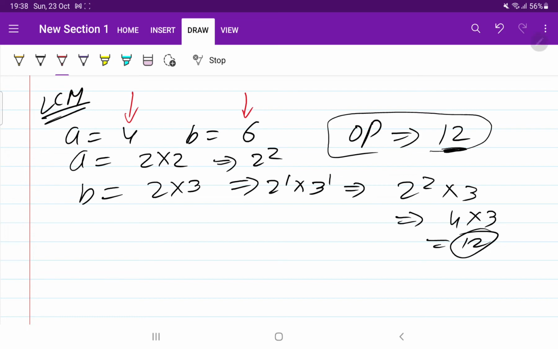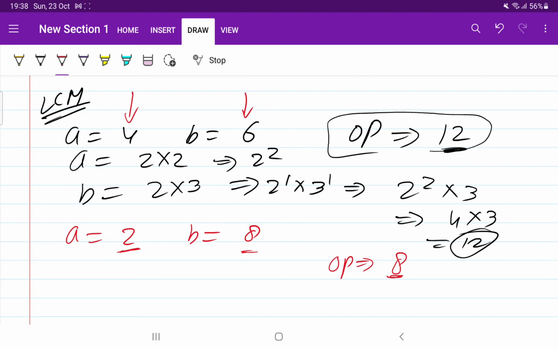I will tell you more examples. Suppose A is equal to 2 and B is equal to 8. What will the output be? The output will be 8, because 8 is the smallest number that comes in the table of 2 as well as the table of 8. So you can pause the video and think about the approach.